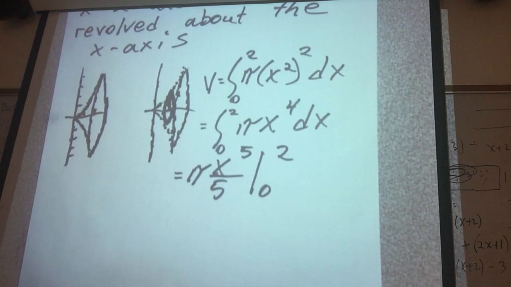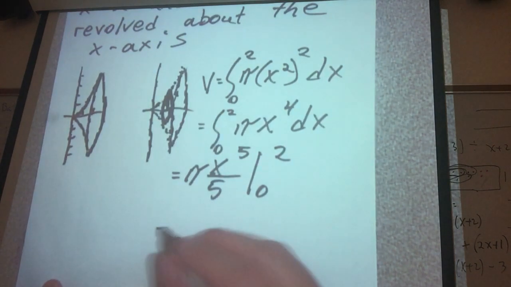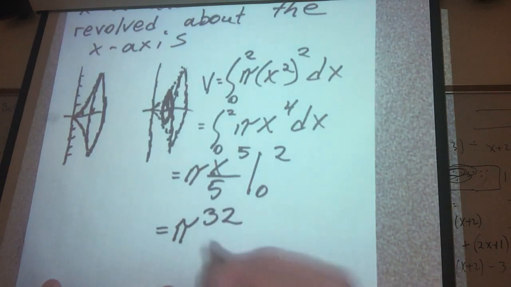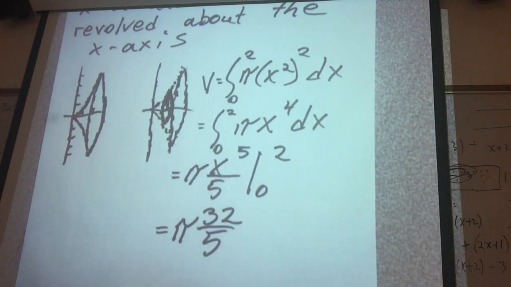And so if I plug 2 into this, that becomes pi times 32 divided by 5. Okay?